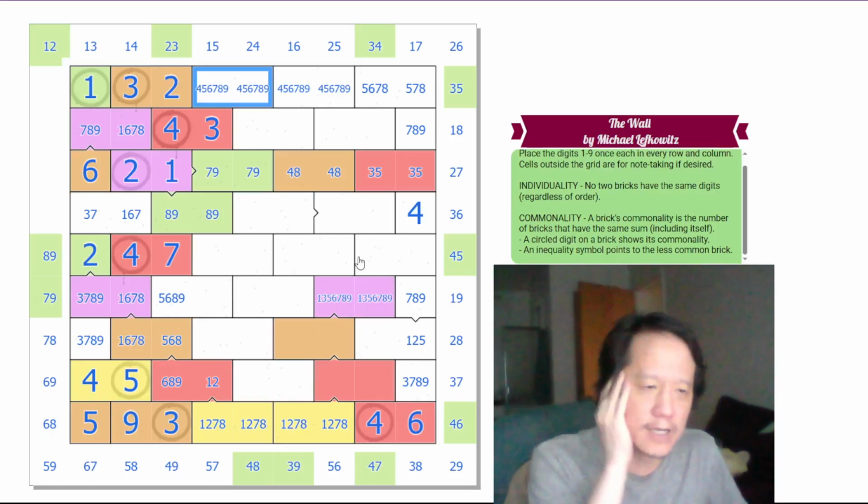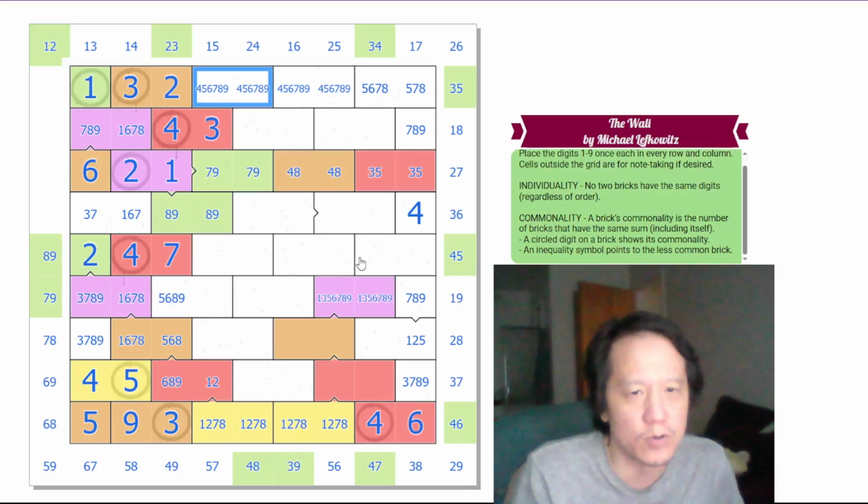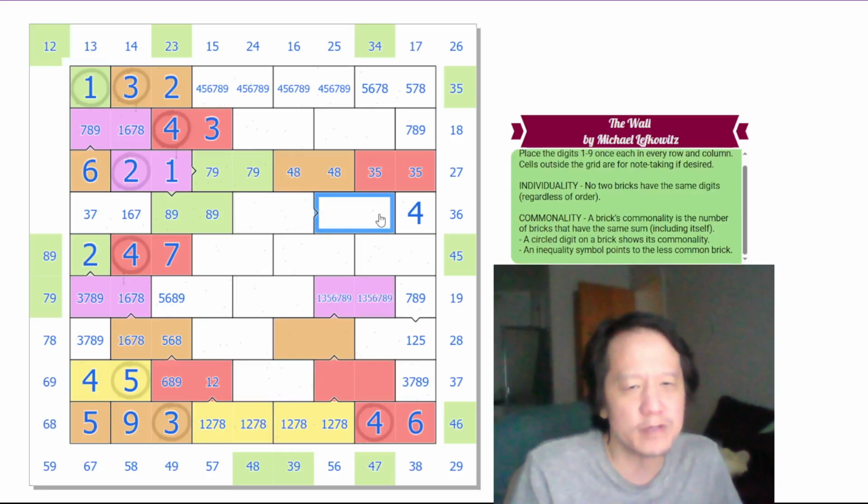4 and 9 add up to 13, so it's an orange. But that doesn't really help us much. This commonality is greater than this. That doesn't tell us too much.